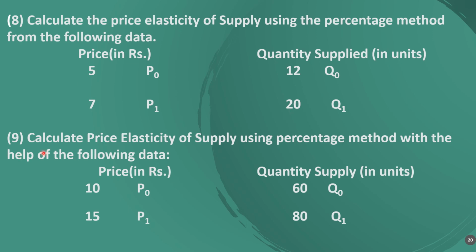The ninth problem, calculate price elasticity of supply using percentage method with the help of the following data. Here again, price is rupees 10, it rises to rupees 15. When price is rupees 10, quantity supplied is 60 units. When price increases to rupees 15, quantity supplied also rises to 80 units, which is a case of expansion of supply. So you substitute the values in the formulae, and you will find the elasticity of supply. Don't forget to state the type of elasticity after you finish solving the problem.